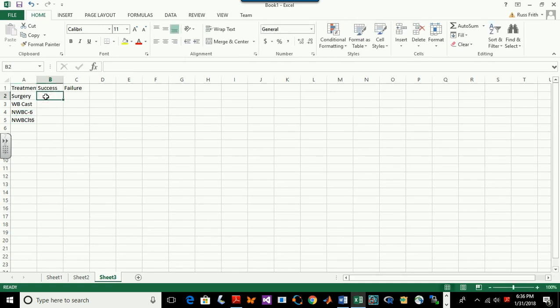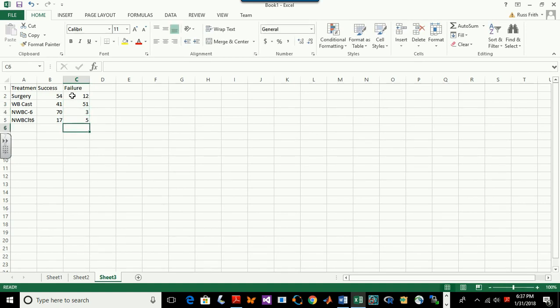And so our successes were: 54 for surgery, the next one 41, the next one 70, and the last one 17. Then the failures were 12, 51, 3, and 5. So that's our data.